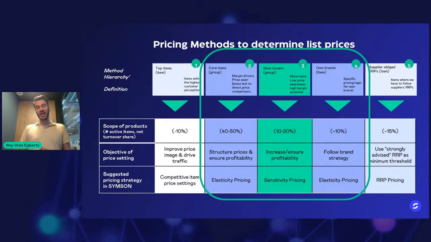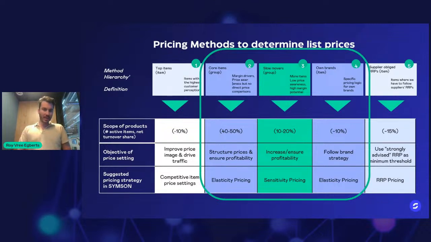So in the previous webinar, we discussed a lot of things about price elasticity, and I would strongly recommend, if you're not familiar with how that works or how Symson goes about that, to look back into the previous webinar. And what we would say is most of the core items can run into an elasticity strategy, unless you do not have the proper data quality, then price sensitivity definitely comes into place as well. And it's also the case with the slow movers, because most of those products don't have enough data quality to go into an elasticity strategy. We also strongly recommend using price sensitivity there.